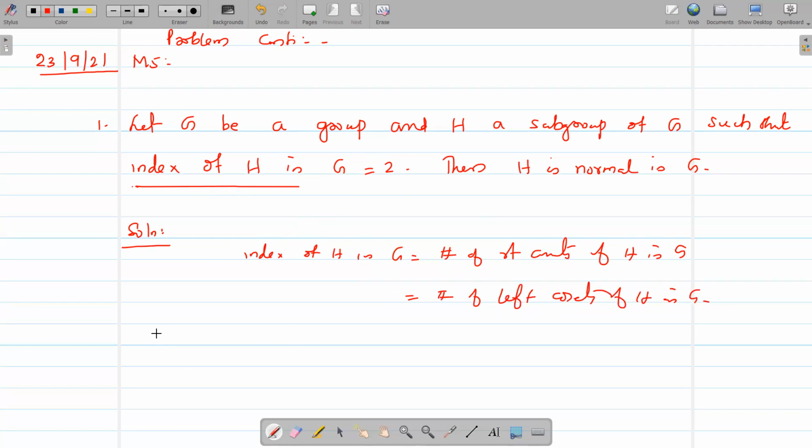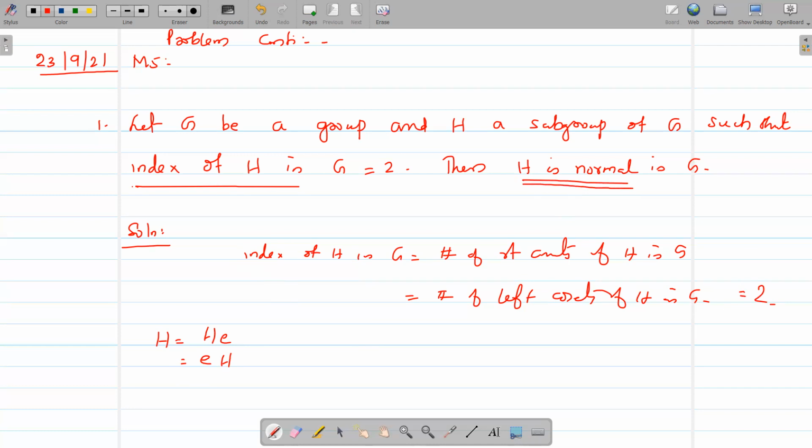Also we know that the subgroup H itself is a right coset as well as a left coset, because H is the right coset containing the element e, the identity. At the same time, it is the left coset eH. So it is given that index of H in G is equal to 2. This is given as 2. We want to show that H is normal.